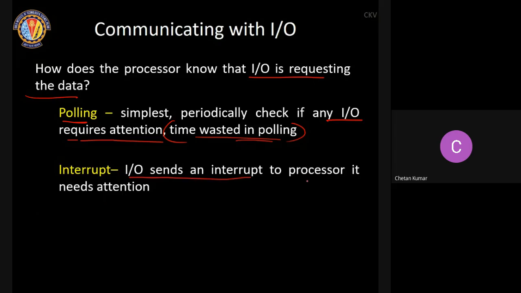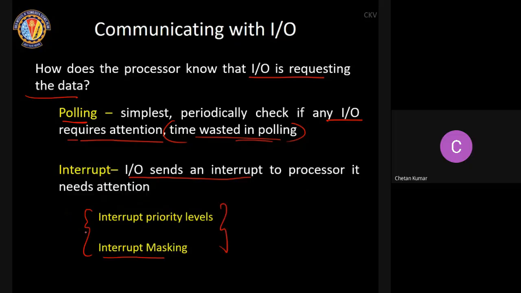So IO sends an interrupt to the processor, and based on that, some task is done, which can send the data to the processor or receive the data from it. So interrupt will have again priority levels. I hope you know these concepts.